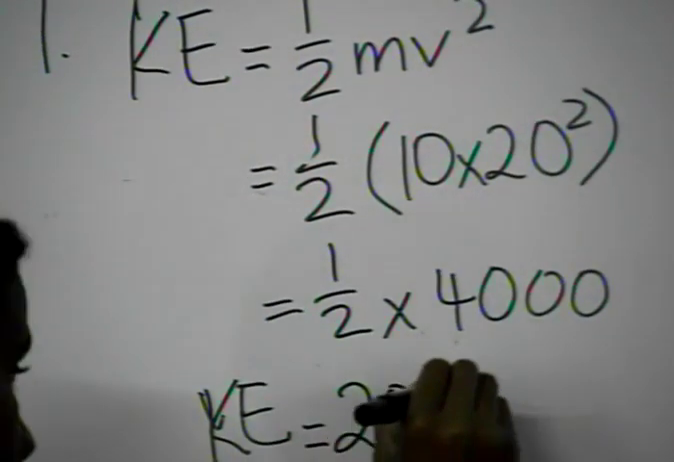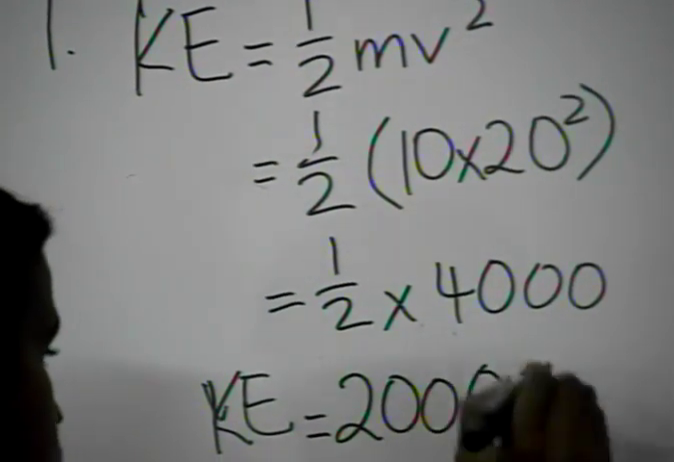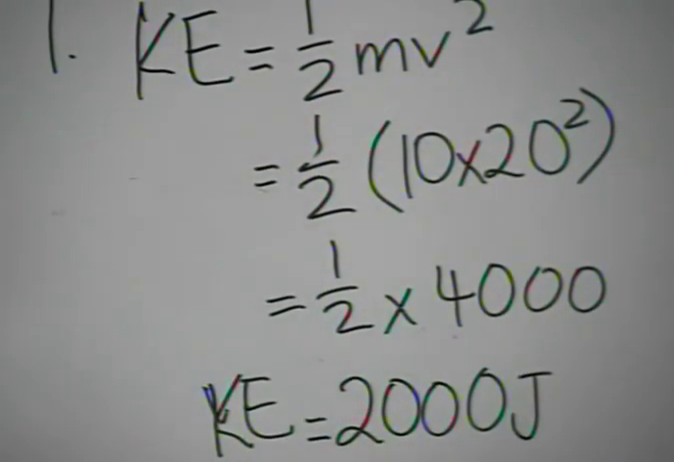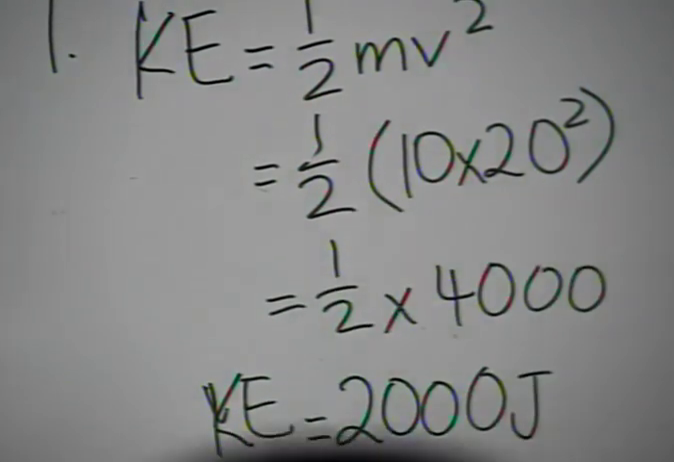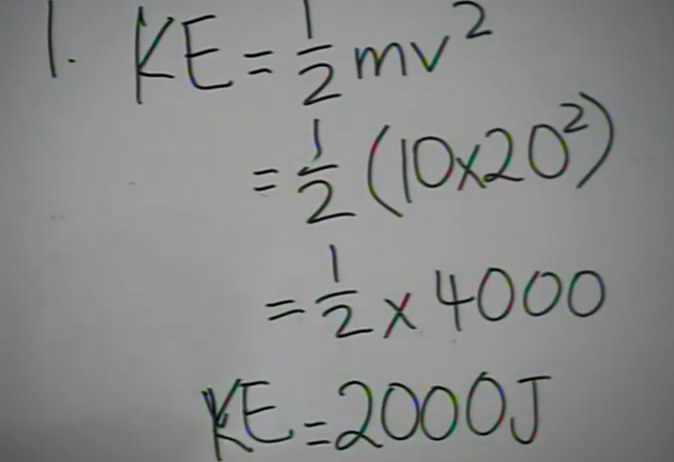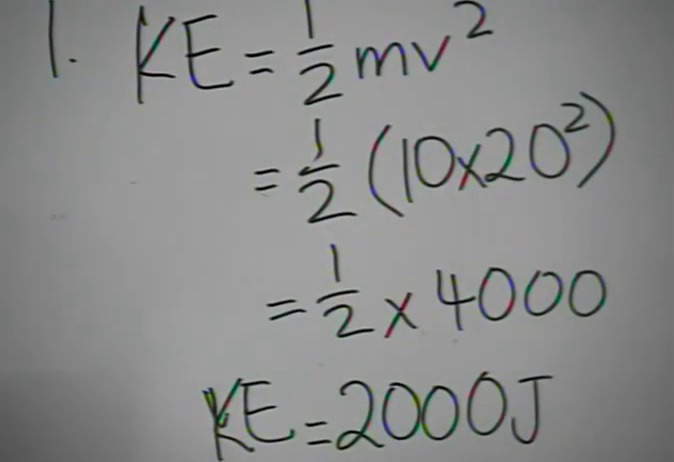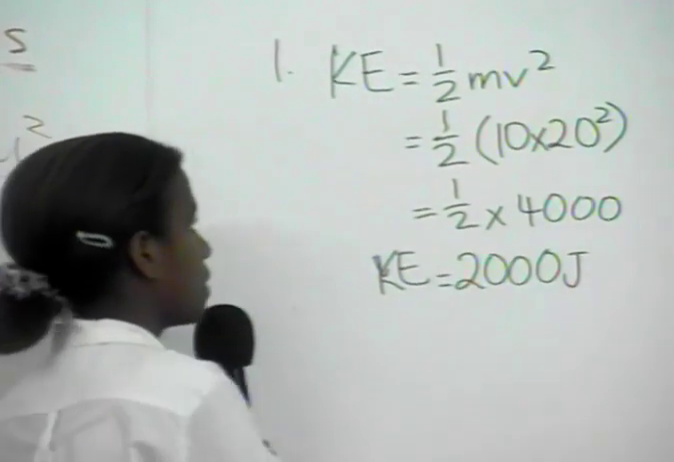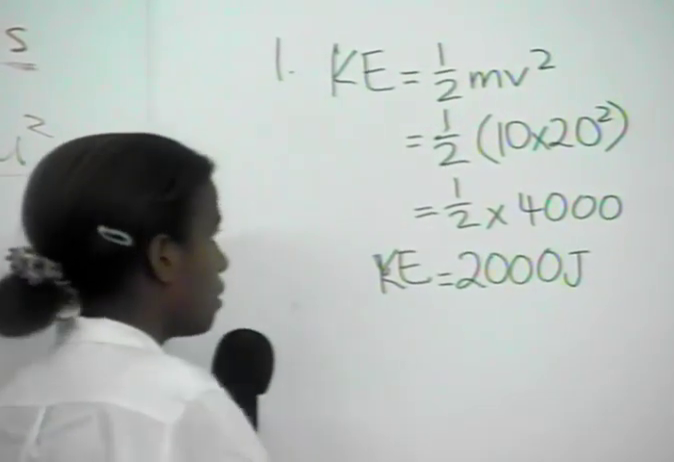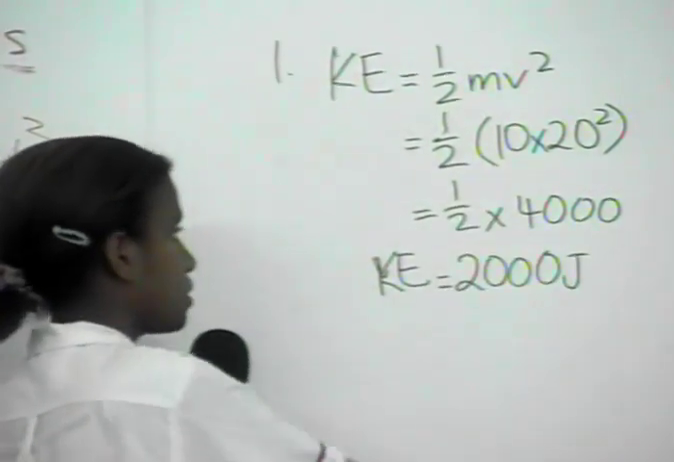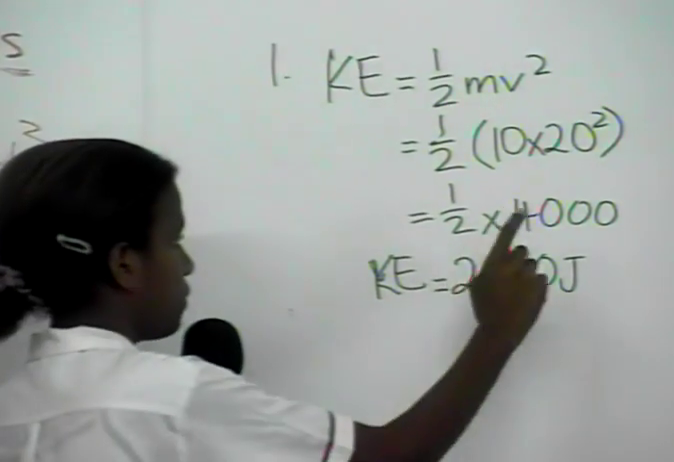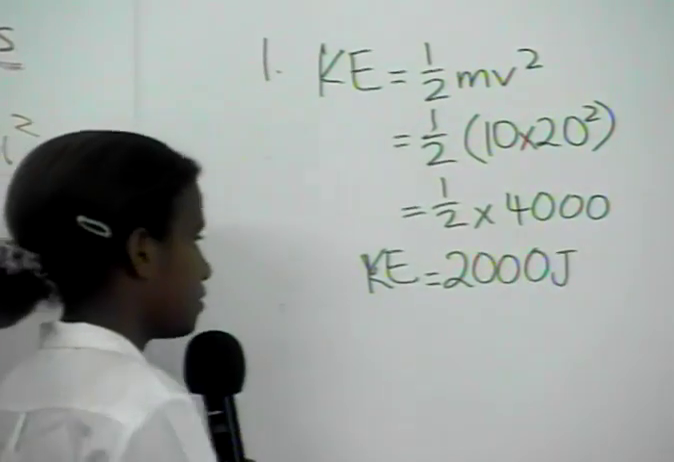You want to find the velocity, then you have to use that formula. You are not given the kinetic energy. Since the question is asking us to find the kinetic energy, use the formula half times mass times velocity squared. The mass of the object is 10 kilograms times the velocity squared, which is 20 squared, and you get half of 4,000, which is 2,000 joules.